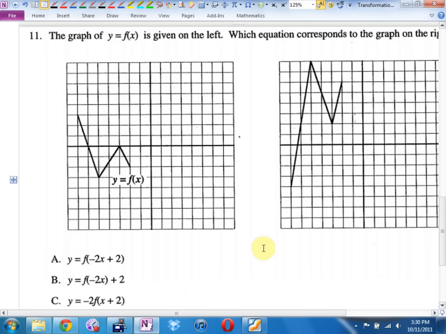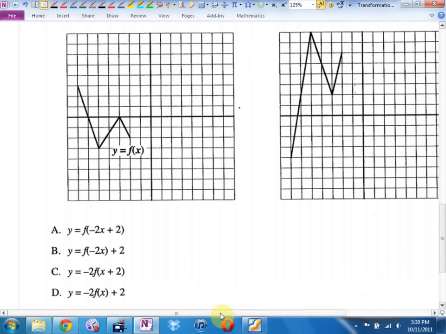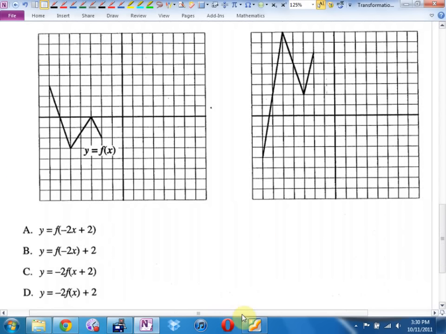All right, they want the equation of this. Well, which way is this long, skinny thing pointing right now originally? Upwards? Which way is it pointing when we're done? So I would definitely make a little note to myself. There's a vertical reflection. Yes? That helps me. You know why? That's wrong and that's wrong. Why are A and B wrong?